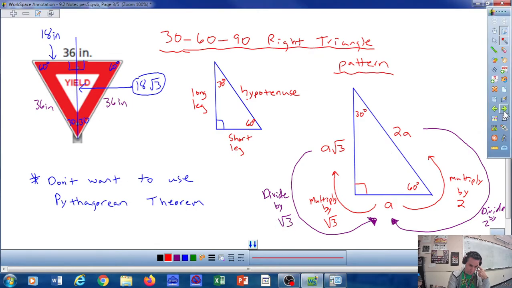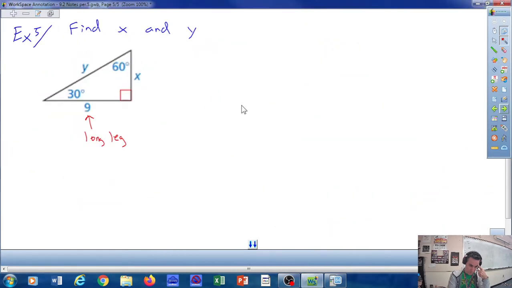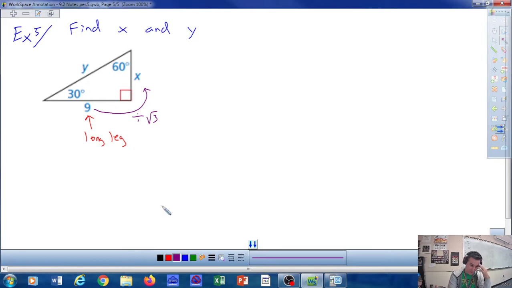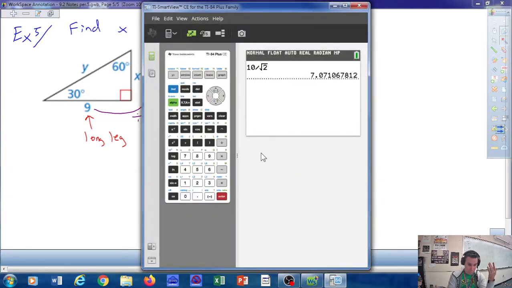So we can go from the long leg to the short leg if I divide by the square root of 3. It's going to be ugly. Don't worry. 9 divided by the square root of 3. You could leave it like that. Totally fine. You could get a decimal.